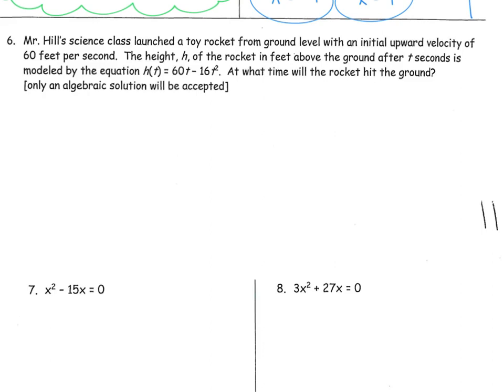All right, so we're going to take a look at question 6 on page 11 now. Mr. Hill's science class launched a toy rocket from ground level with an initial velocity of 60 feet per second. Height is represented as h, and t is representing time in seconds. We're given the following equation. We want to know at what time will the rocket hit the ground.